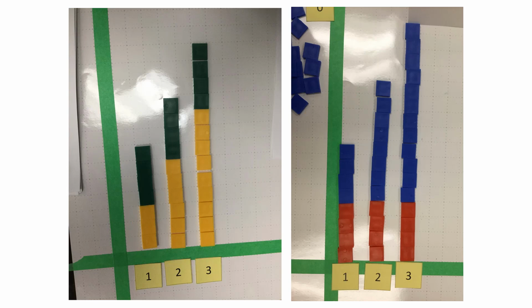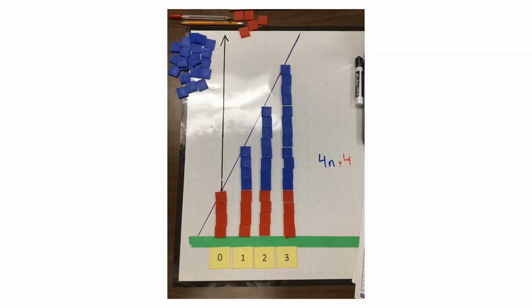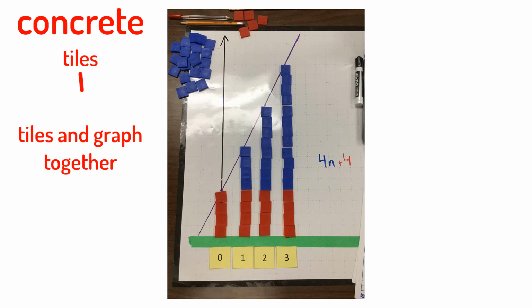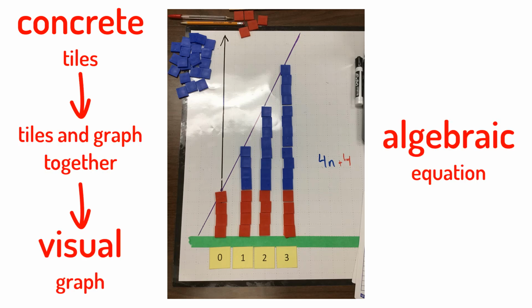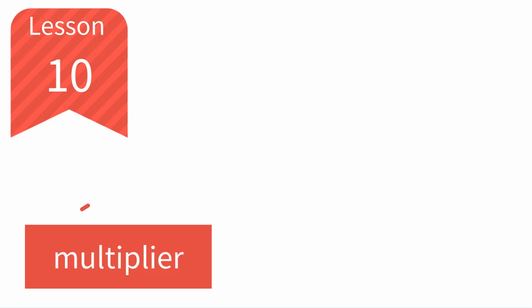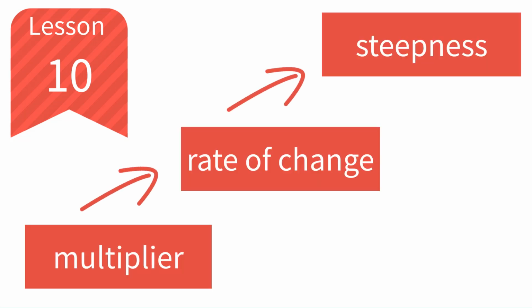We see some students putting that constant at the top of the graph, some at the bottom of the graph. We can talk about what we learned from those different representations. We can help students then create a line graph from their bar graph and use color to connect that to the algebraic representation. And then we're going to move into lesson 10, where we really want to make a really strong connection between the multiplier and the rate of change and the steepness of the graph.